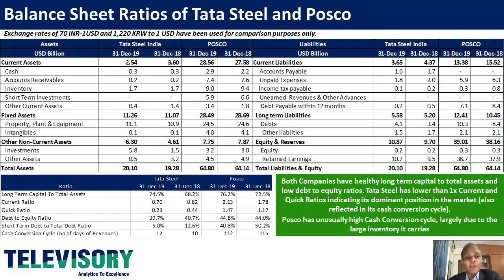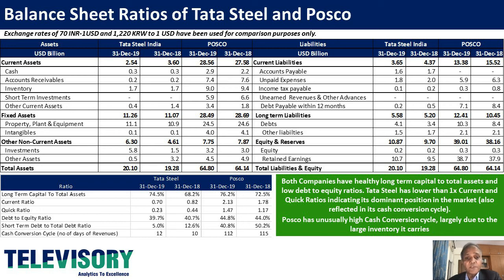you see long-term capital to total assets nearly similar. Tata Steel has less than 1 current ratio. Now this is very interesting, and it reflects again a dominant position that it enjoys vis-a-vis its creditors or suppliers versus the customers compared to POSCO.